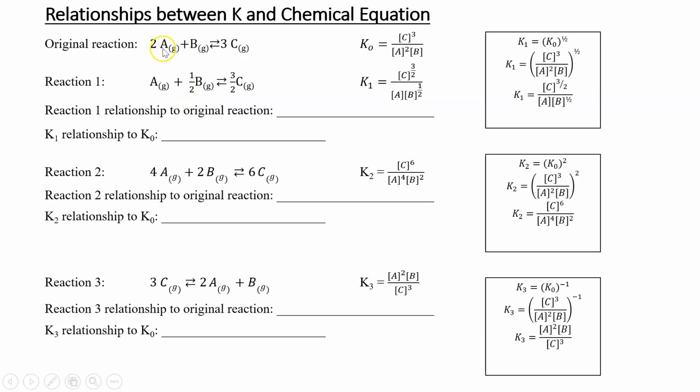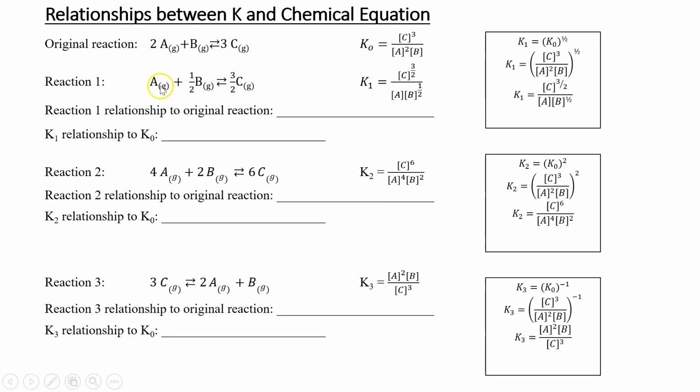Our original equation is 2A plus B yields 3C. I'm going to call this reaction 0. The equilibrium expression for this would be K equals the concentration of C cubed, which comes from the coefficient of 3, divided by the reactants: the concentration of A squared because of that coefficient, times the concentration of B, with no coefficient, so no power on that one.